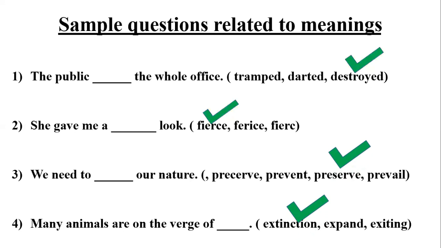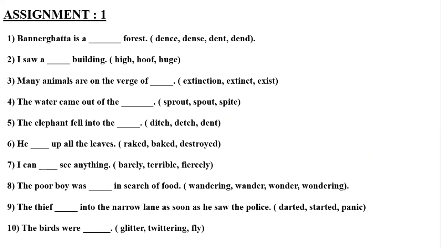So this is how you would be able to differentiate different words, the meanings of the words, and the spellings are important. These are a few sample questions, and this is your assignment. Once you learn all the 44 meanings, this can be a worksheet for you to test whether you have learned it well or not. So do this assignment only after you finish learning the 44 meanings.